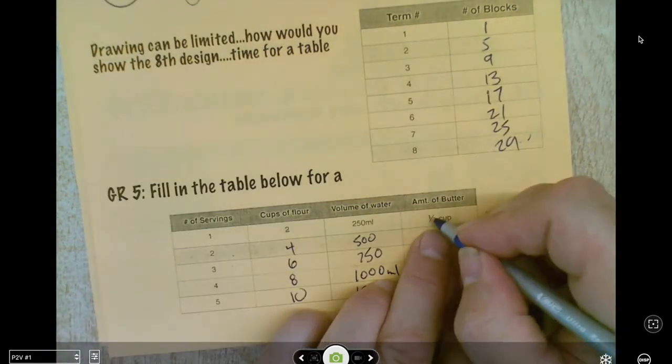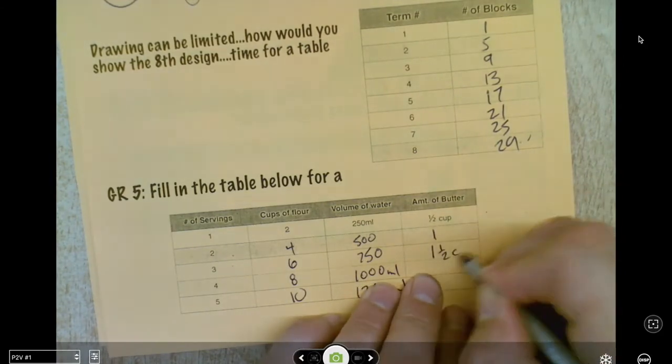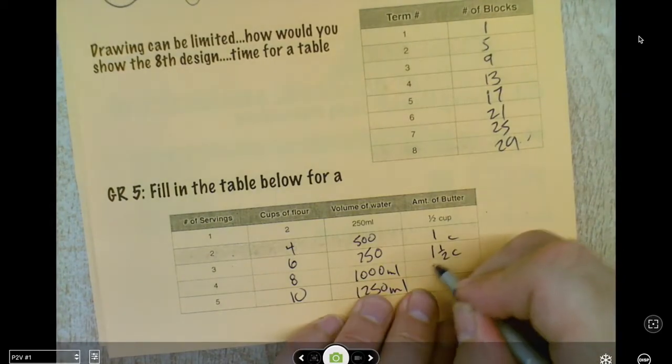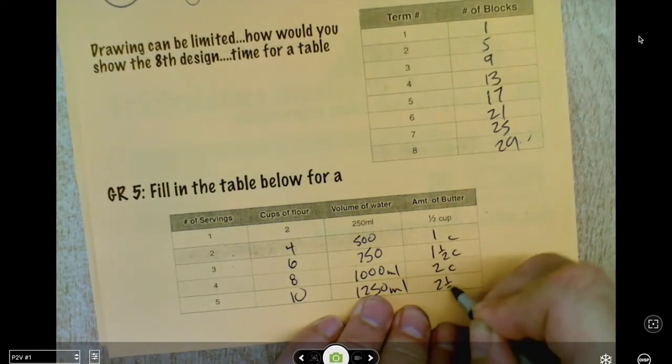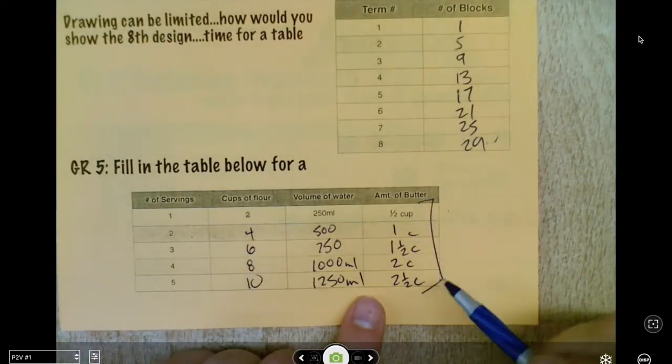And this half plus a half is 1 cup. Then I have 1½ cups. Then I have 2 cups. Then I have 2½ cups. Now we haven't really added fractions, but that basic adding I'm hoping you're going to be able to do.